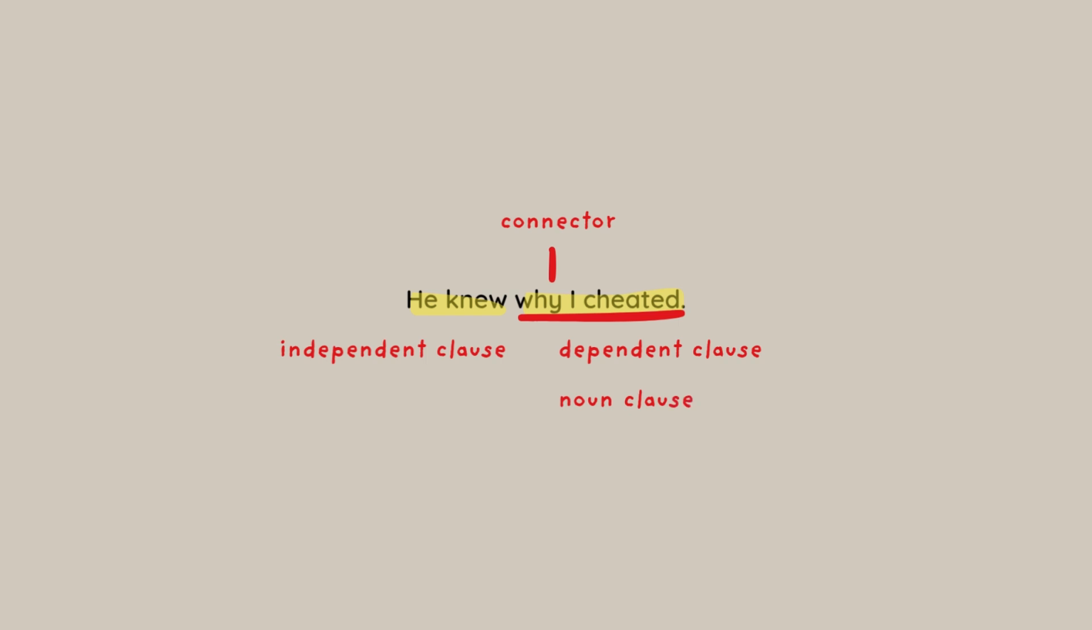He knew why I cheated. There are two clauses in this sentence. The independent clause is he knew, and the dependent clause is why I cheated. These two clauses are joined by the connector why. Why I cheated is a noun clause that functions as the object of the verb knew.